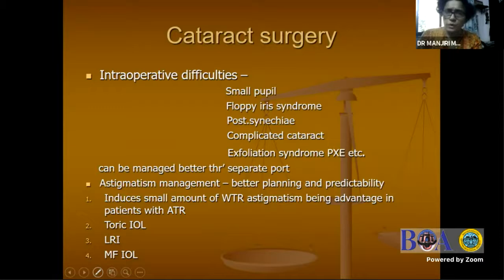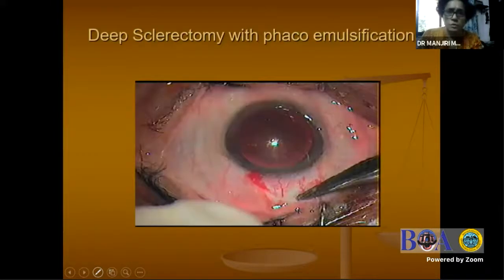Cataract surgeries, usually when cataract is associated with glaucoma, you have some intraoperative difficulties like small pupil, floppy iris syndrome, posterior synechia, complicated cataract, or pseudoexfoliation syndrome, which can be managed better if you have a separate port. Astigmatism management I already talked about, and other premium IOLs, and if you want to combine with LRI, that also can be planned better if you have a two-site approach.